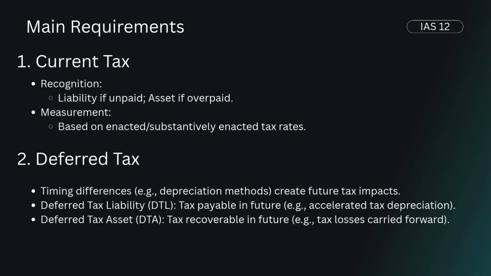Deferred tax arises from temporary differences between the carrying amount of assets or liabilities and their tax base. Taxable temporary differences result in deferred tax liabilities, for example, depreciation differences. Deductible temporary differences result in deferred tax assets, for example, provisions not yet tax deductible.